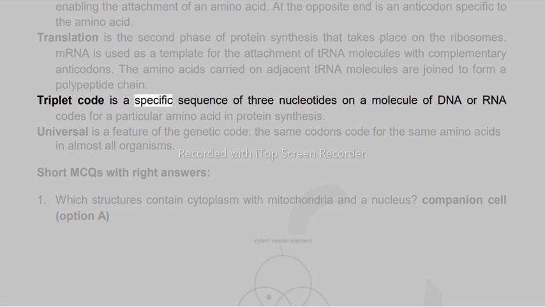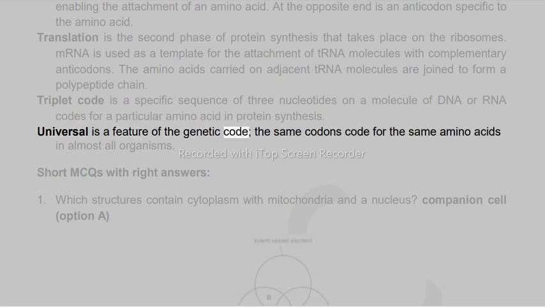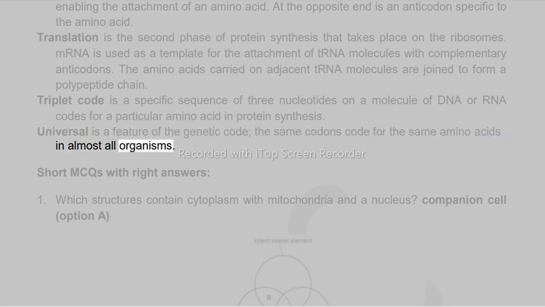Triplet code is a specific sequence of 3 nucleotides on a molecule of DNA or RNA that codes for a particular amino acid in protein synthesis. Universal is a feature of the genetic code: the same codons code for the same amino acids in almost all organisms.